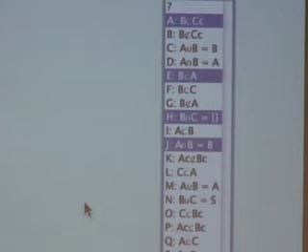Okay, A complement not a subset of B complement. Okay, what is this saying? A complement is the set of non-balls. B complement is the set of non-ping pong balls.